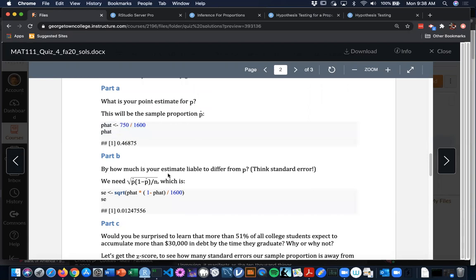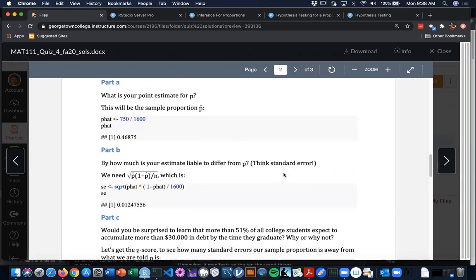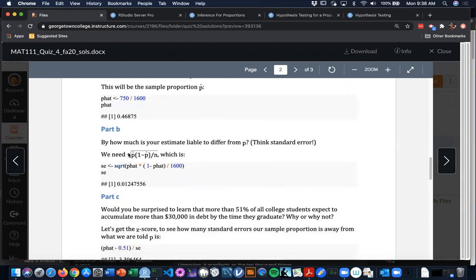By how much is your estimate liable to differ from P? And I just tell you, you need to compute the standard error for P hat. So the formula is given at the top of the test. It's the square root of P hat times 1 minus P hat over the sample size. So using R like a calculator, I find the standard error.